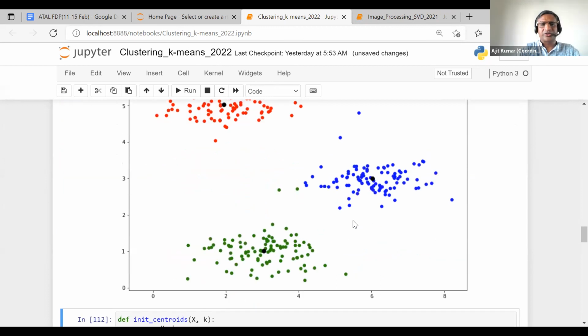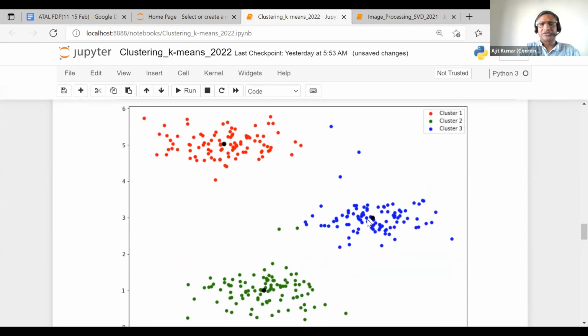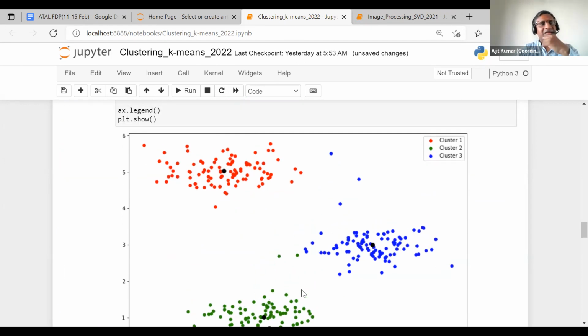Now you can see here the centroid. You can see here the center has become here. All these blue points are in this cluster. All red points are in this cluster. Green ones are in this cluster. That is what is called clustering.